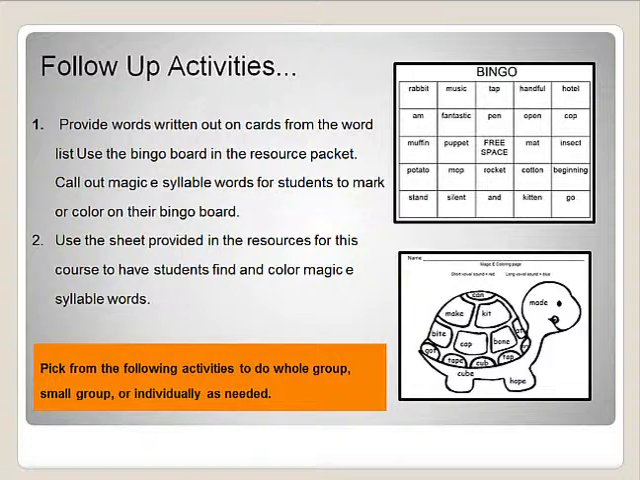Pick from the following activities to do whole group, small group, or individually as needed. Provide words written out on cards from the word list. Use the bingo board in the resource packet. Call out magic E syllable words for students to mark or color on their bingo board. Use the sheet provided in the resources for this course to have students find and color magic E syllable words.